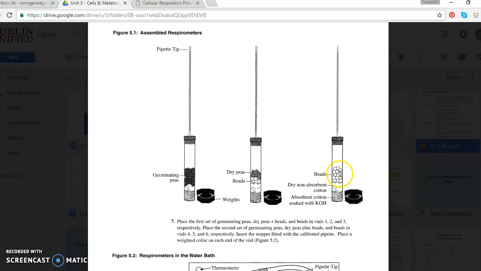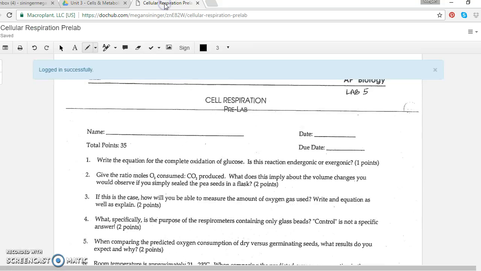And so the little air spaces in between the beads, that's not going to be air that is due to changes in metabolism or changes in oxygen consumption or anything like that. That's actually just going to be due to changes in pressure or temperature. So just keep that in mind, because that's something that we will have to subtract out when we do our calculations for the table.